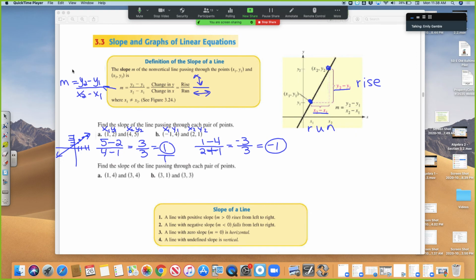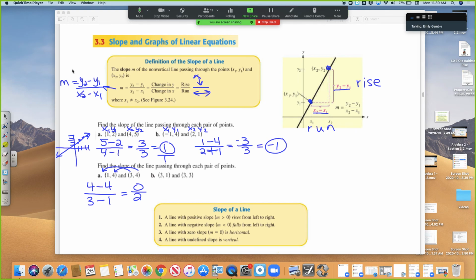So, to find the slope of these lines, I know that the formula says take the second y and subtract the first y. So my numerator will be 4 minus 4. My denominator says take the second x, subtract the first x. That's 3 minus 1. Then I would simplify this. 4 minus 4 is 0. 3 minus 1 is 2. So I'm left with 0 divided by 2.